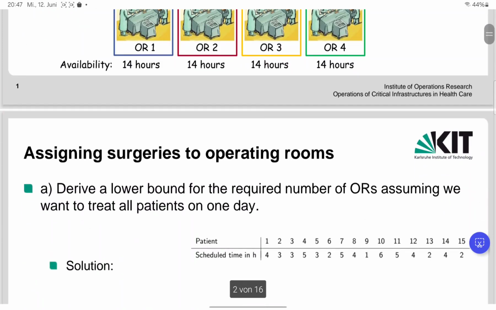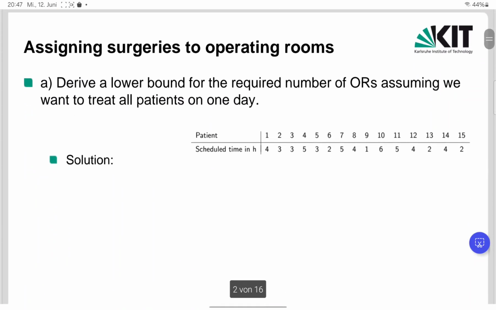Okay, so let's start with the first task. We have to derive a lower bound for the required number of operating rooms, assuming we want to treat all patients on one day. We didn't have that in our lecture, but this is simply logical thinking. Okay, so let's keep the notation from the lecture. So a patient is denoted by index i, and the duration of each patient is denoted by a_i. And we also know that the overall capacity for each operating room is 14 hours.